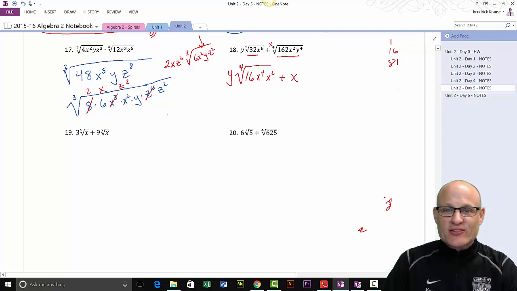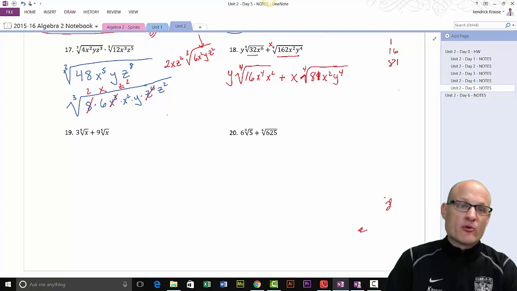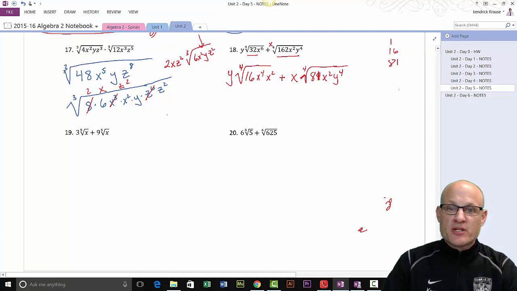plus X. Now, 81, be careful, that 4 goes in there. 81 is a perfect fourth. X squared and y to the fourth. Because we can't do anything with x squared, and y to the fourth is a perfect fourth. So let's see. The fourth root of 16 is 2, and the fourth root of x to the fourth is x. So you end up with 2xy fourth roots of x squared.